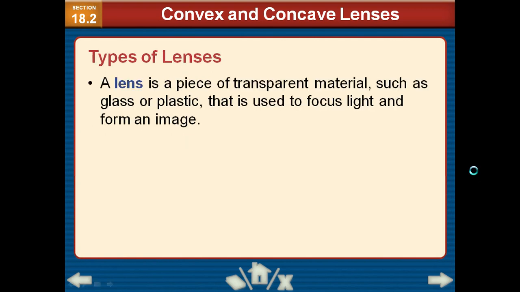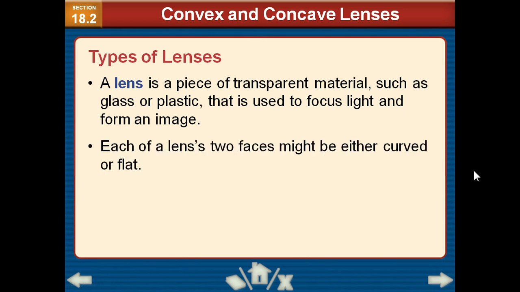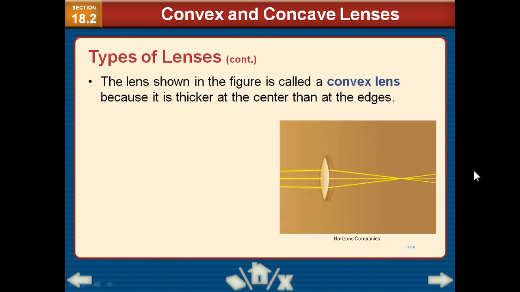So let's take a look at a lens. A lens then is simply a piece of transparent material, could be glass or plastic, and it's used to focus light to form an image, and either one or both surfaces can be curved.